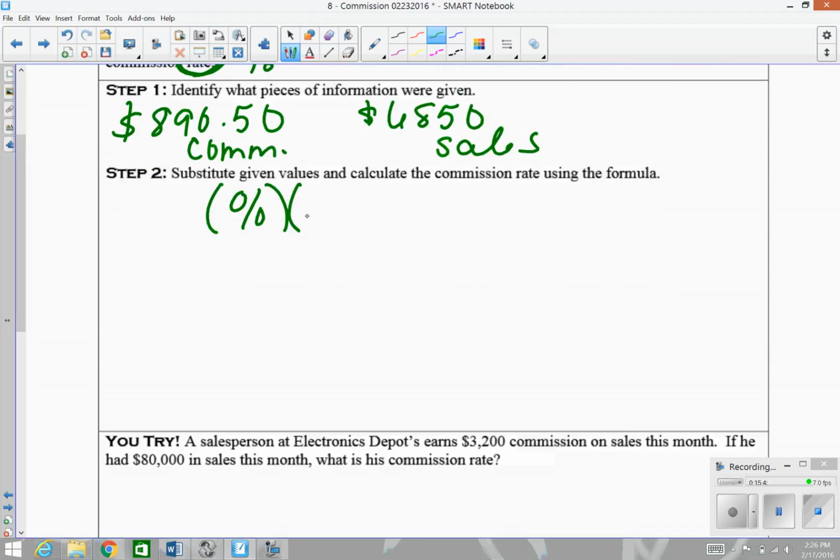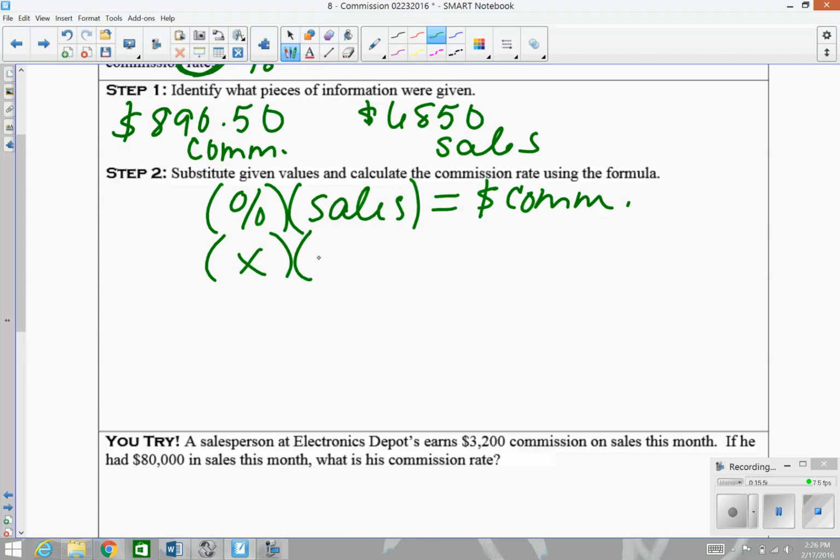So we look at our formula. We can substitute what was given. This is X, that's what you're looking for. $890.50 is the amount of sales. Oops, I did that backwards, didn't I? That's your commission.